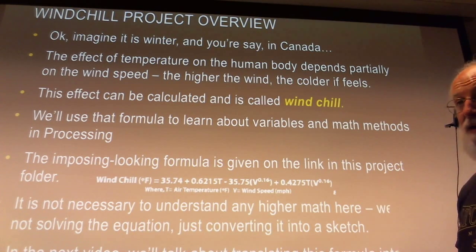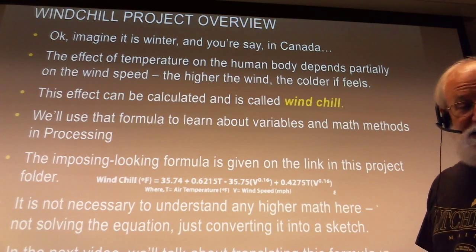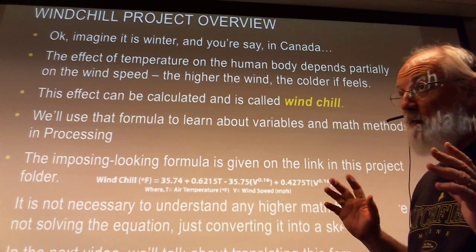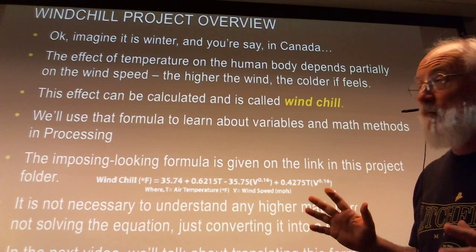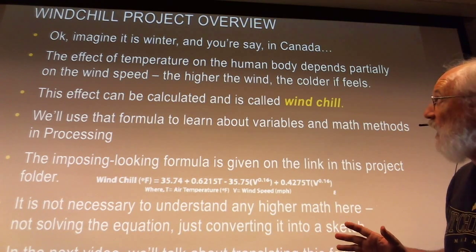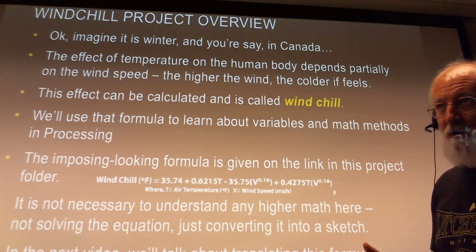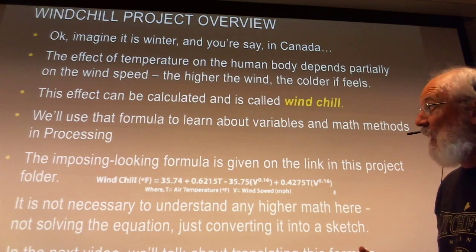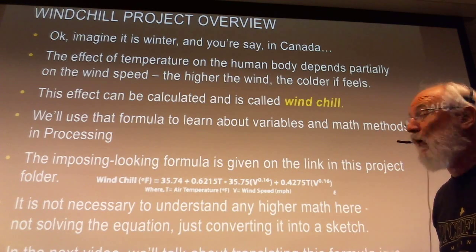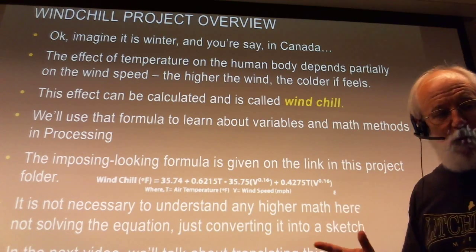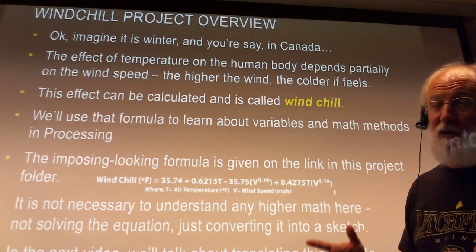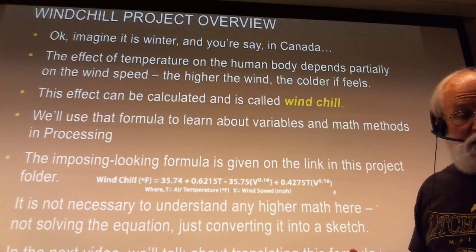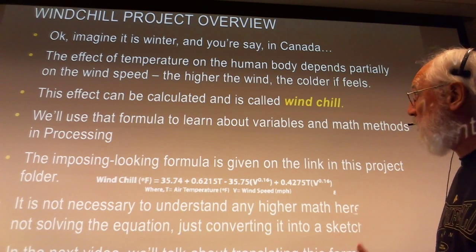So I always end up talking about this in the summer, and I know it's 90 degrees probably wherever you are. And so you need to imagine, for purposes of this project, that it's winter and you're in, say, Canada, where maybe it's like 30 below. So the effect of that temperature, like that 30 below, on the human body, on your skin, depends partly on the wind speed. The higher the wind speed, the colder it feels. Now, we don't experience that a lot here in Florida, but it's a very marked effect in northern climates.